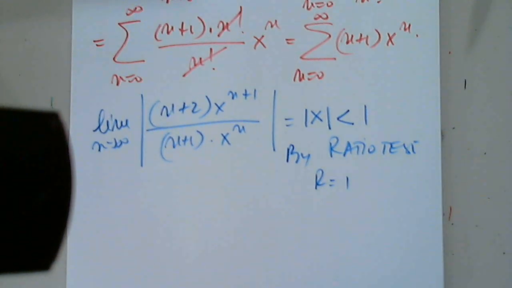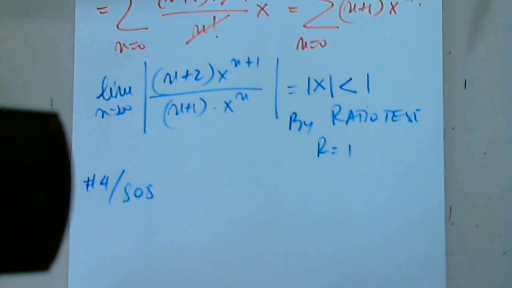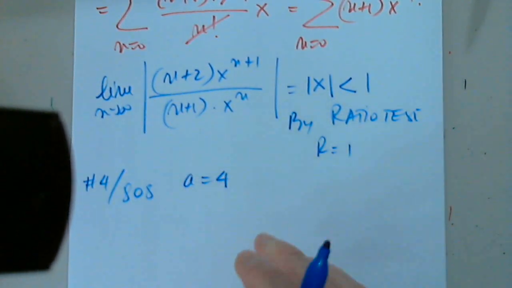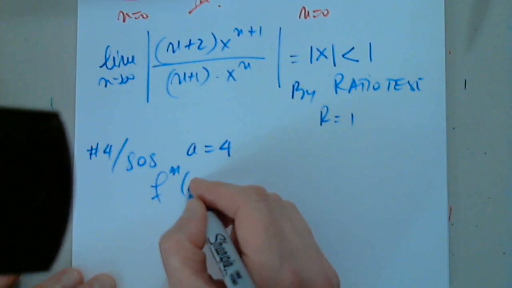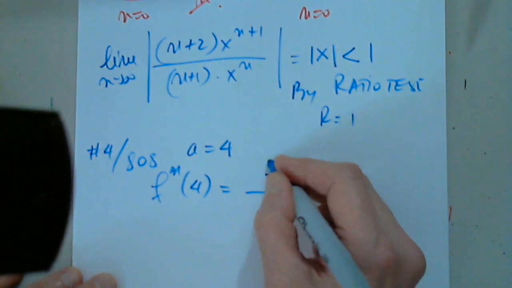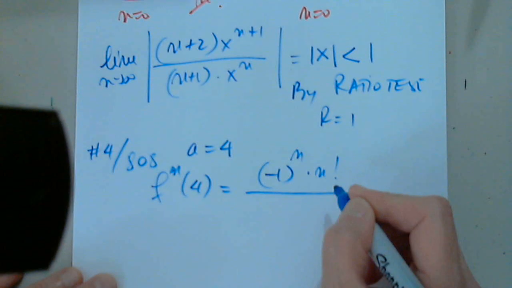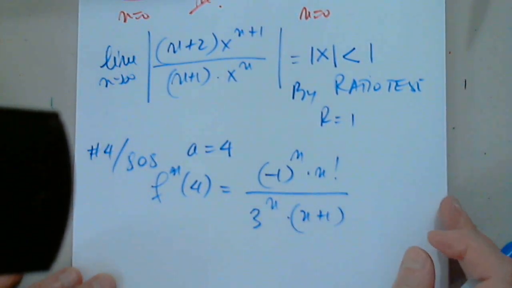Okay, let's move on to another one similar to this, number 4 on 808. But this time the question is, find the Taylor series, not the Maclaurin series, but find the Taylor series for f centered at a equals 4. And they're giving us the nth derivative at 4 of the function as (-1)^n n! over 3^n times (n+1).